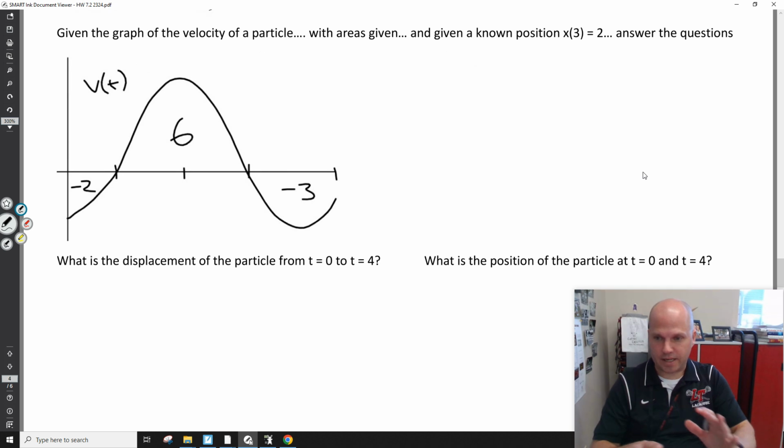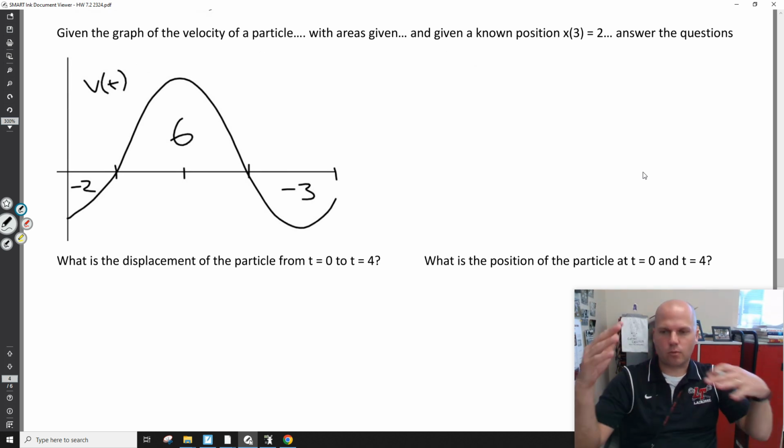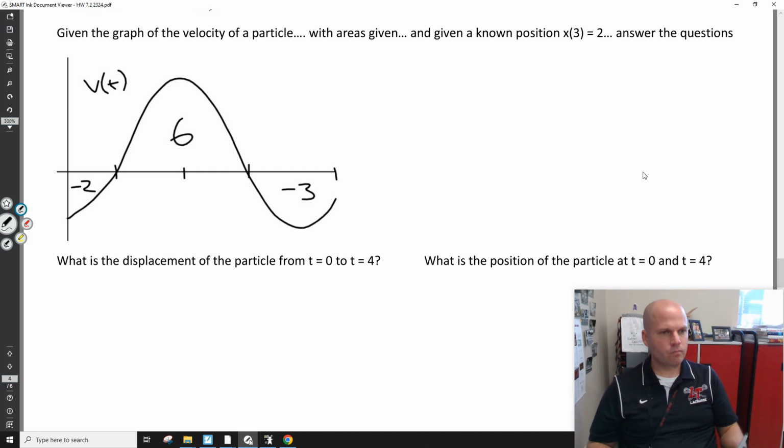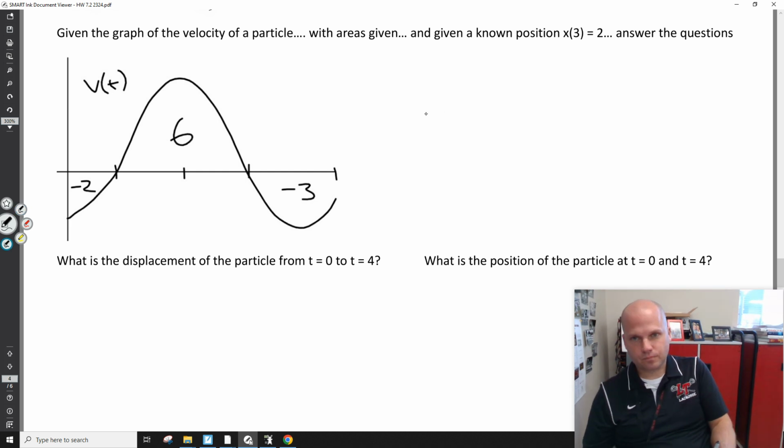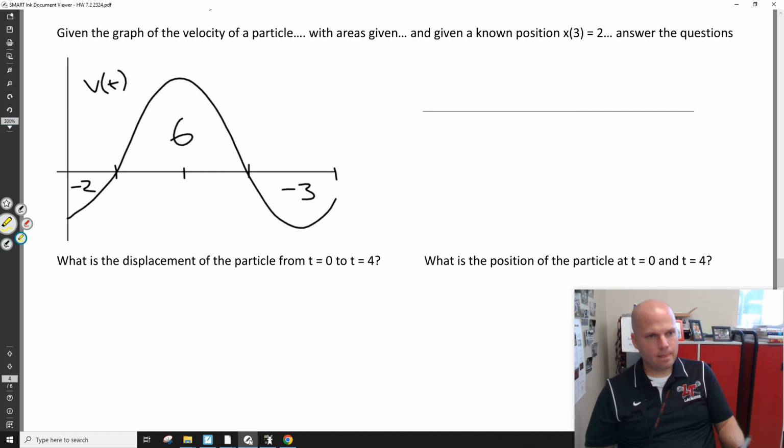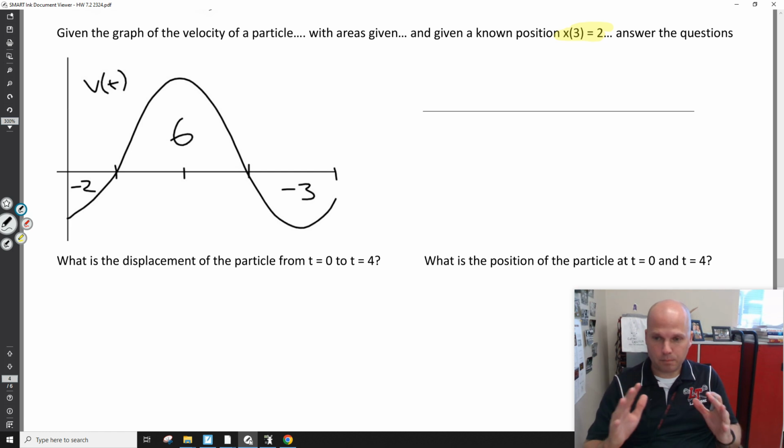I'm going to do this one again because it's easier. And then I'm going to go back to page 1 where you have the graph of the derivative. So let's do it all. Heads up, we know a position at time 3. This is going to be important for going backwards.